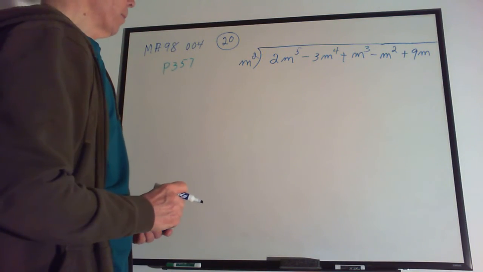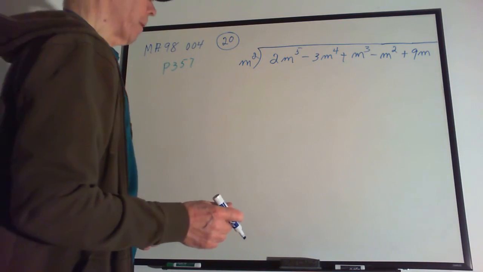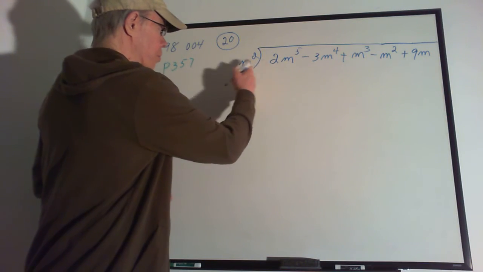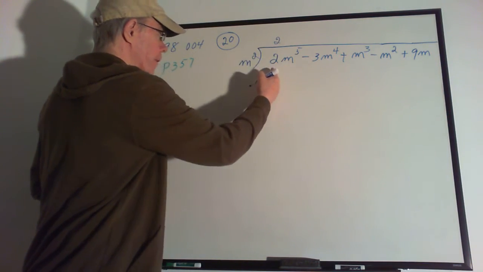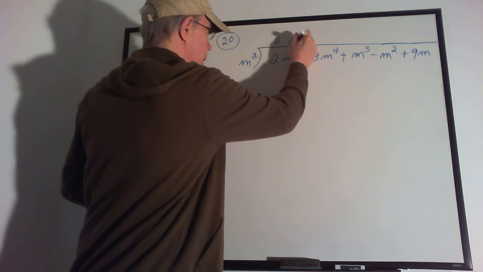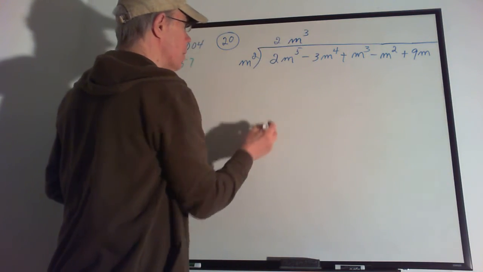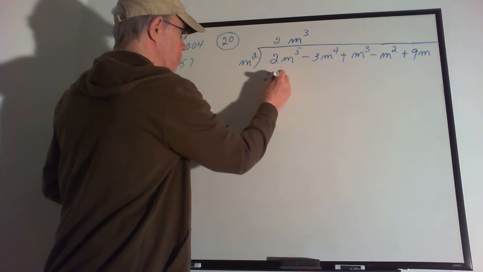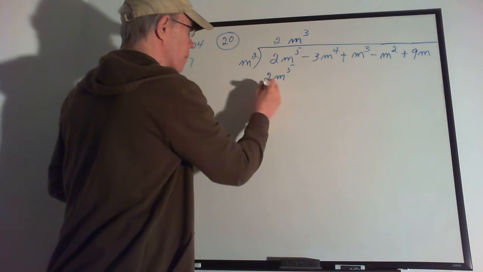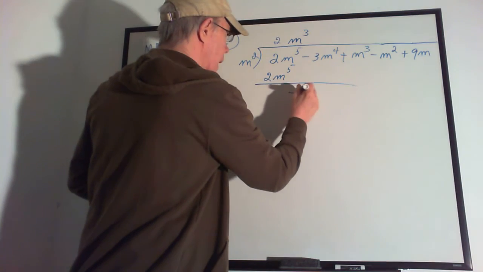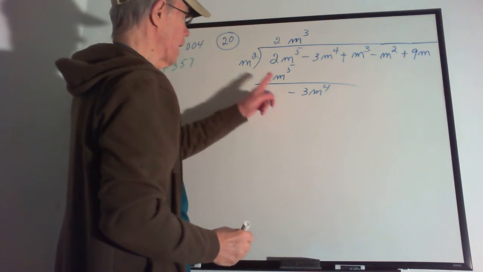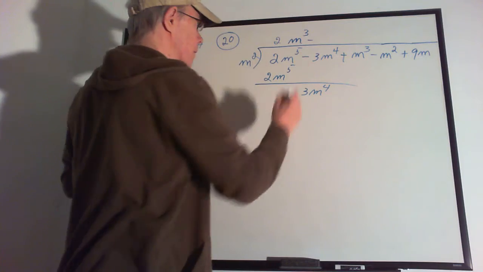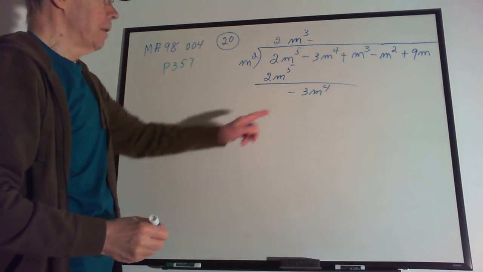All right, problem number 20. Now this is going to have a remainder. So 2 divided by 1 is going to give me 2. M to the fifth divided by m squared gives me m to the third. I'm going to get 2m to the fifth minus 3m to the fourth. Negative divided by positive gives me a negative.